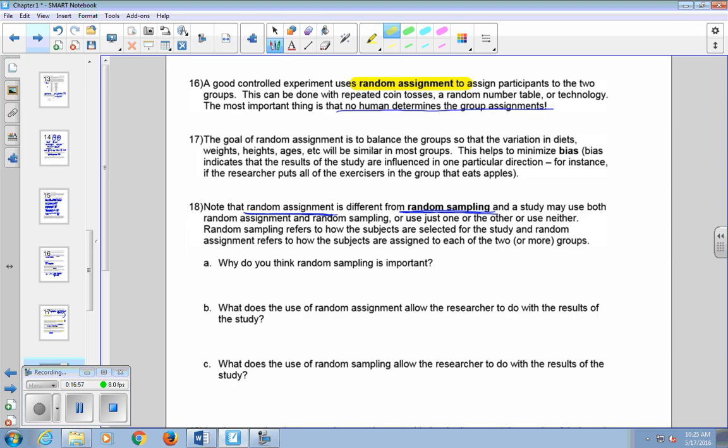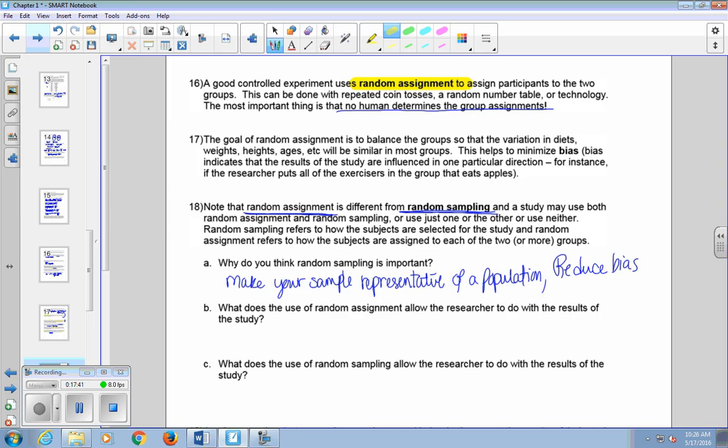Why do you think random sampling is important? So good random sampling would make your sample representative of a population. And it would reduce bias.